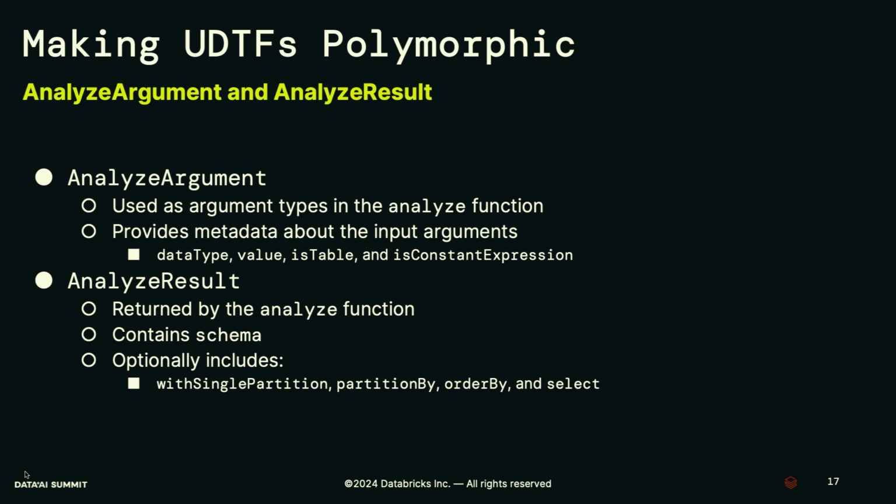Now that we've seen the detailed example of a polymorphic UDTF, let's understand the AnalyzeArgument and AnalyzeResult classes in more detail. AnalyzeArgument is used as the argument type in the analyze function, providing metadata about the input arguments. This metadata includes data type, value, isStable, and isConstantExpression, which helps the function understand the structure and type of input it will process.